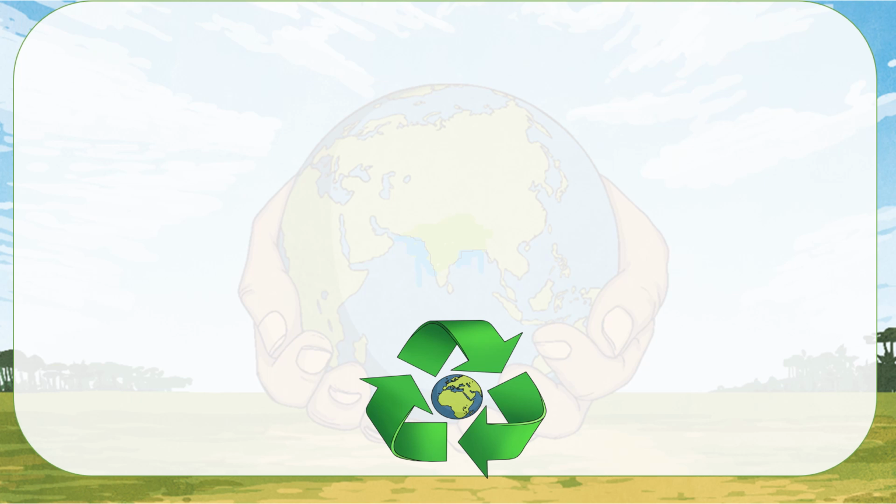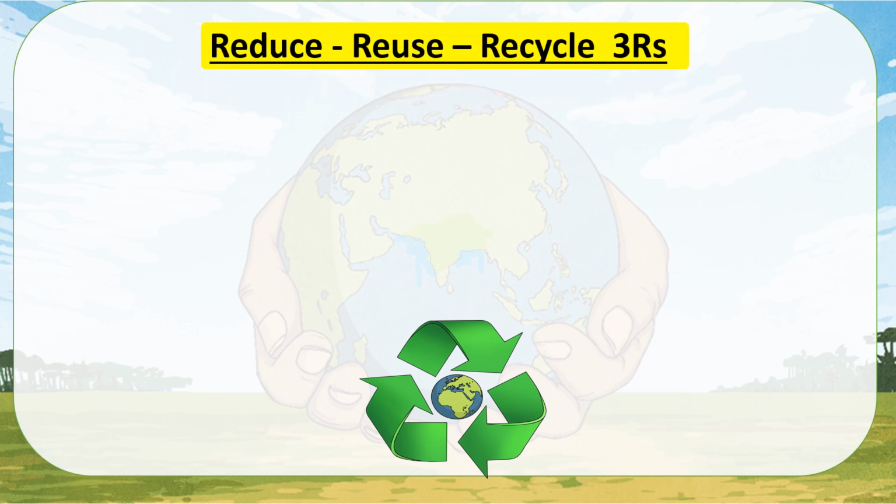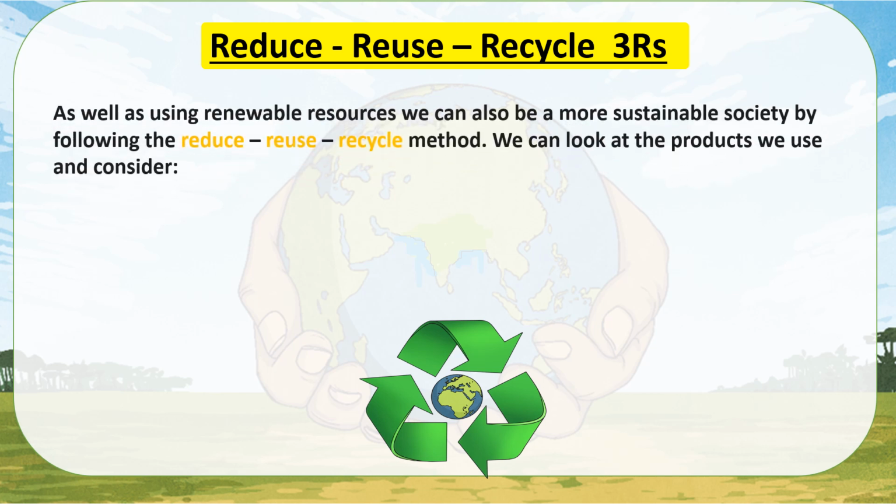Can you see this sign? These three arrows? Can you remember what these arrows stand for? Yes, these three arrows stand for reduce, reuse, and recycle. So let's discuss another important aspect of sustainability, that is reduce, reuse, and recycle, and it is also known as the 3 R's. You might be wondering where we can implement these 3 R's.